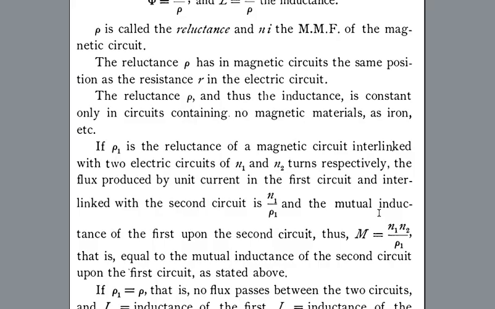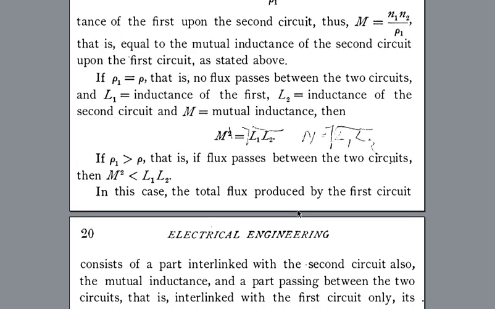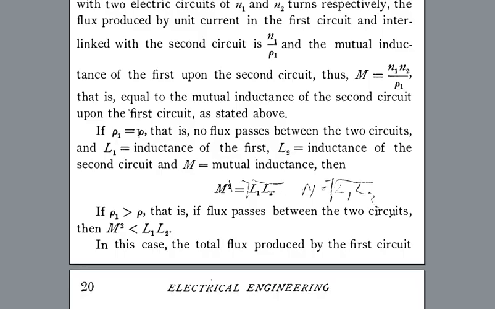If rho 1 is the reluctance of a magnetic circuit interlinked with two electric circuits of N1 and N2 turns respectively, the flux produced by unit current in the first circuit and interlinked with the second circuit is N2 over rho 1. And the mutual inductance of the first upon the second circuit, thus M equals N1 N2 over rho 1. That is equal to the mutual inductance of the second circuit upon the first circuit as stated above. If rho 1 equals rho, that is, no flux passes between the two circuits, and L1 is the inductance of the first, L2 the inductance of the second circuit, and M equals mutual inductance, then M squared equals L1 L2.